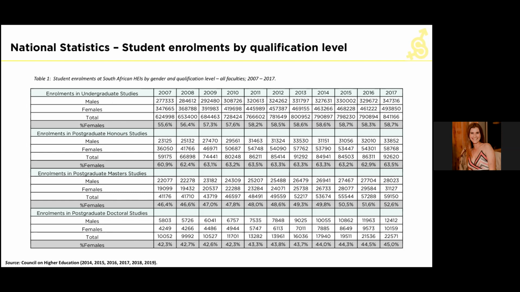Over this period, females averaged 57.9% of undergraduate enrollments and 63% of honors enrollments. Average female enrollments in master's and doctoral studies dropped to 48.9% and 43.5% respectively. Given that graduation rates are also in favor of females, females make up a substantial majority of those qualifying to proceed with further postgraduate study at the bachelor's and honors levels.